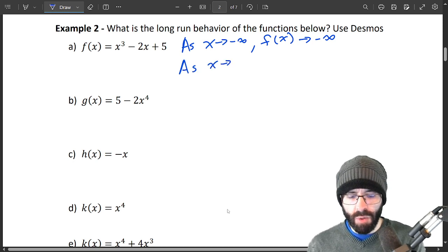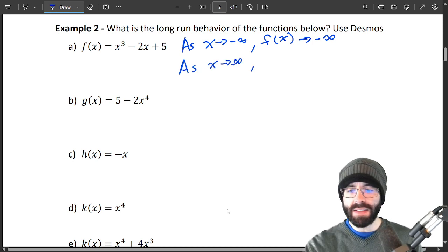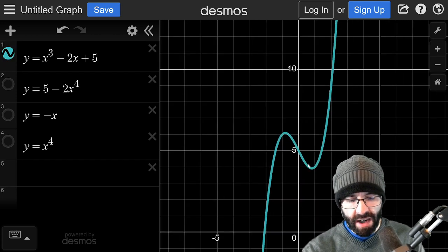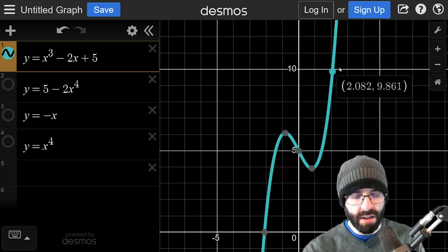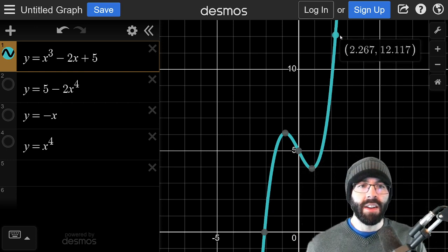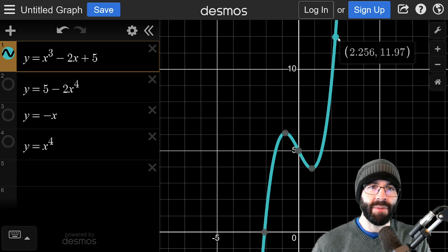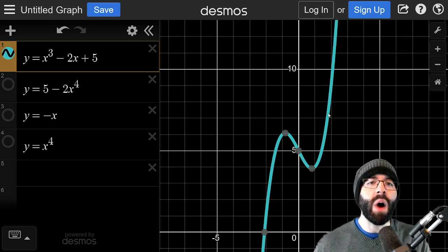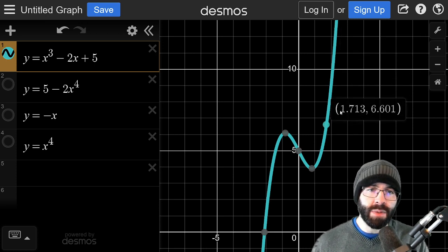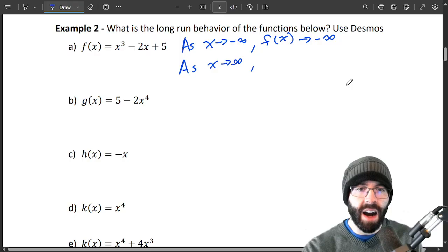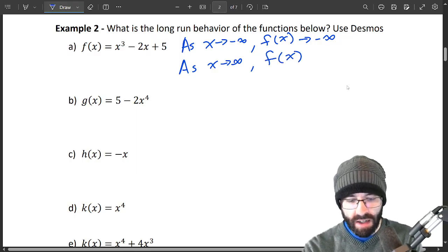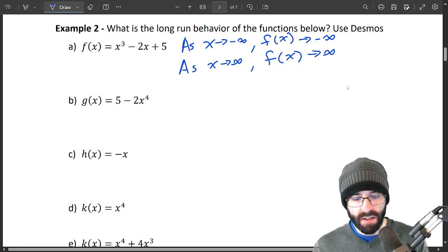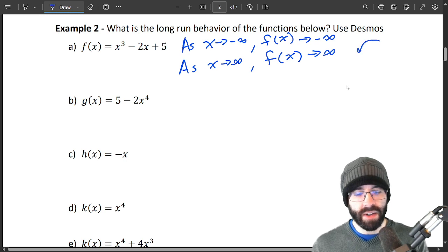What about as x goes all the way to the right? As x goes to positive infinity, further and further to the right, what's the function doing? Oh, it's going to the moon. The function is going off to infinity. The y values are going to positive infinity. We're going all the way up. As we go to the right, we're going infinitely up. This function is going to positive infinity. And like a little picture to represent this: as we're going to the left, we're going down. As we're going to the right, we're going up.